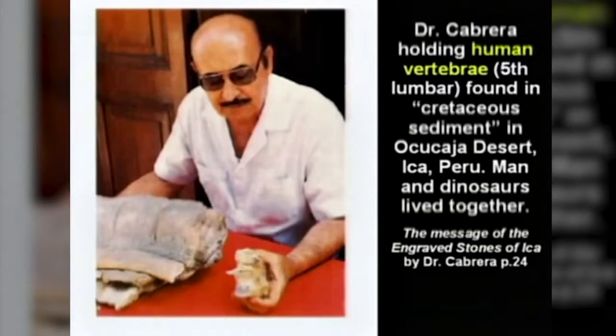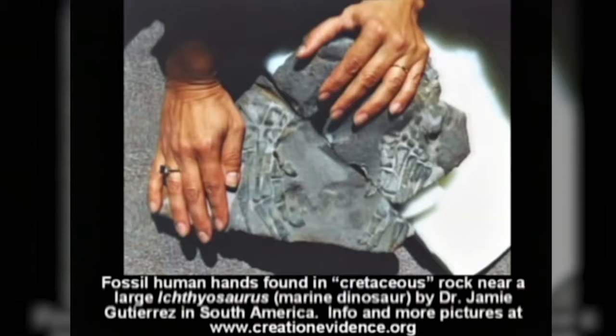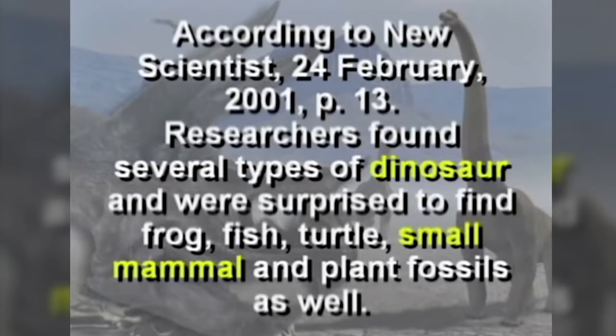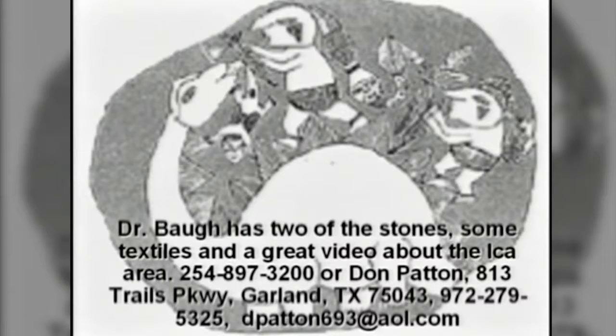But dinosaur bones and human bones have been found together. Dinosaur bones were found in the same rock strata as these fossilized human hands. Dinosaur bones and mammal bones found together. Here's one of the Ica stones showing a human riding a dinosaur. Dr. Baugh has a couple of the stones in his museum. We have 8 in our museum now of these Ica stones. I think we have the largest collection in America of these Ica stones from Peru. Many of them show dinosaurs on there.